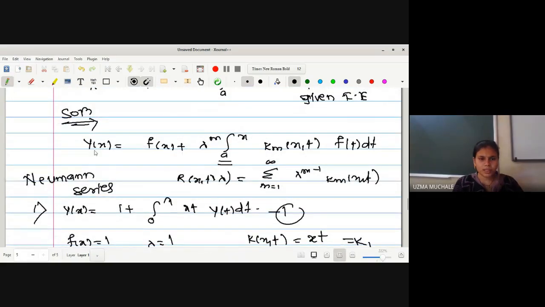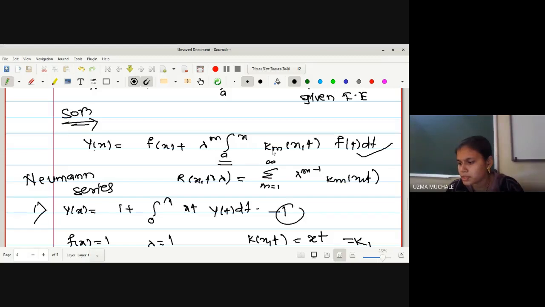I just put up in this formula. Okay. Here in this formula, you have to put up the value of Km of xt. We have to run the summation now, because if we are not getting the exact form for that, we have to write it in the form of summation, right?